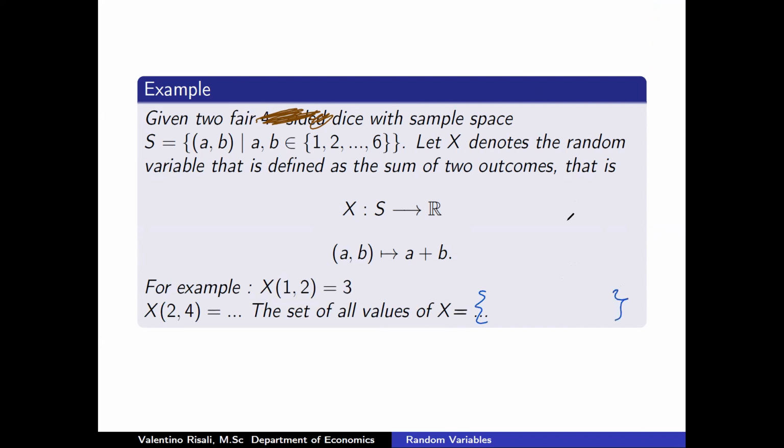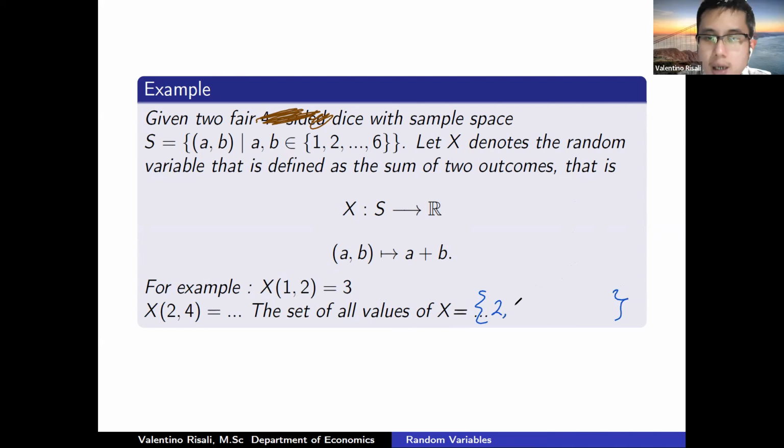1 until 12, 2 until 12, I guess. 2 until 12, right? Yeah, these are the possible values of A plus B. Okay, thank you.